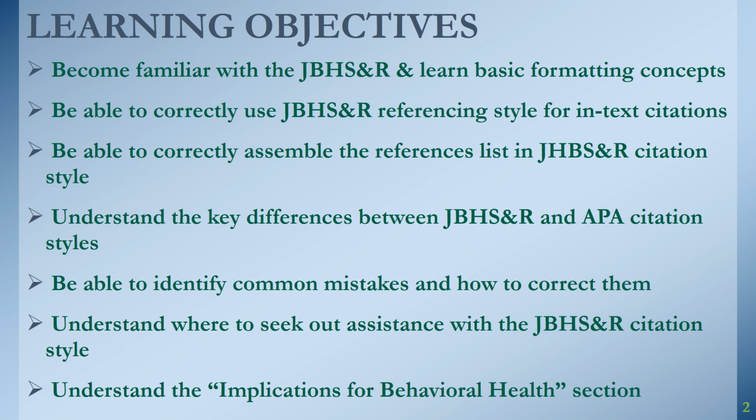The learning objectives for this presentation are: first, an introduction to the Journal of Behavioral Health Services and Research, as well as basic formatting and style requirements of the JBHS&R referencing style. 2, be able to correctly use JBHS&R referencing style for in-text citations. 3, be able to correctly assemble the references list in JBHS&R citation style. 4, understand the key differences between JBHS&R and APA citation styles. 5, be able to identify common mistakes and how to correct them. 6, we'll go over some helpful resources you can consult both on and offline. And lastly, implications for behavioral health, what this section is and what should be included in it.